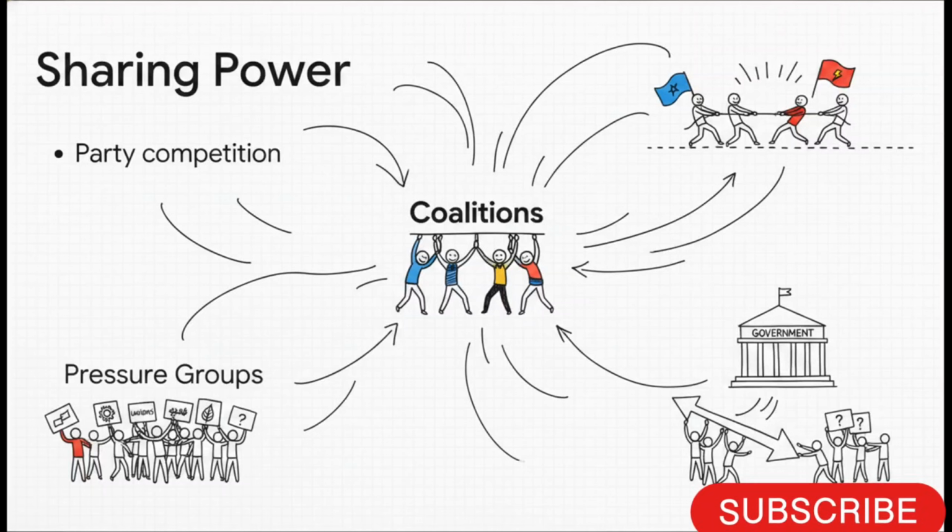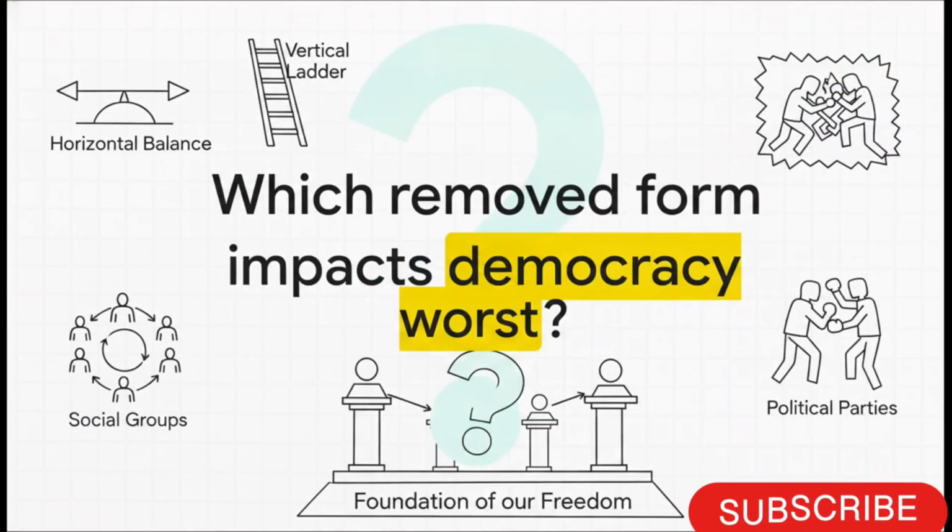And finally, you have pressure groups, unions, activists, you name it, forcing the government to pay attention to specific interests. It looks like chaos, but out of all this fierce competition and pressure, power ends up being effectively dispersed across all of society. All right, so we've covered the horizontal balance, the vertical ladder, the inclusivity of social groups, and the chaotic competition of political parties.